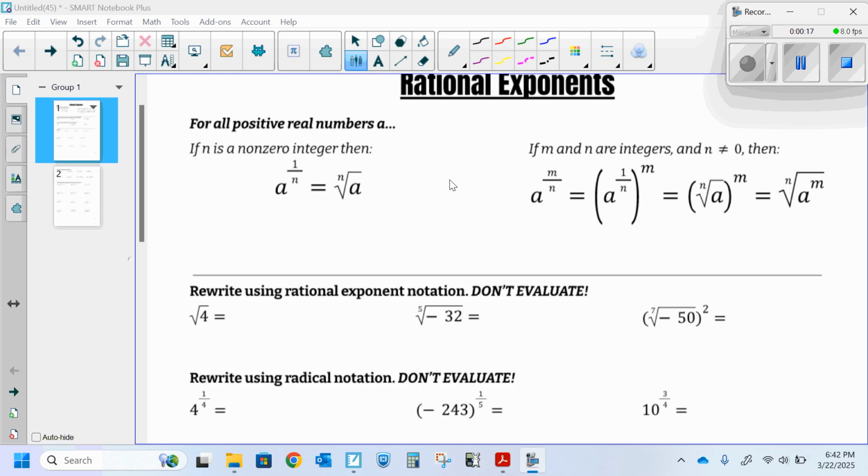Really the good news here is we don't have to worry about absolute value. This is your base A raised to the 1 over n power. Notice that n is your index or root, and 1 is your power or exponent.